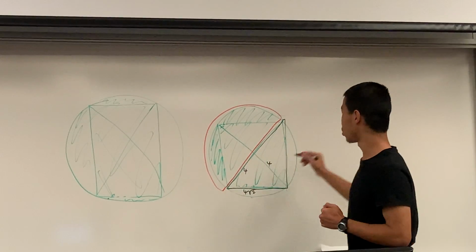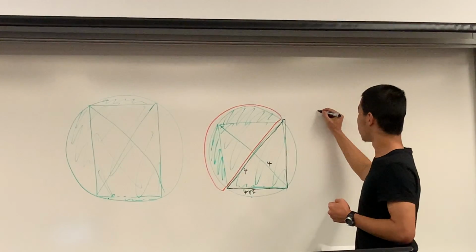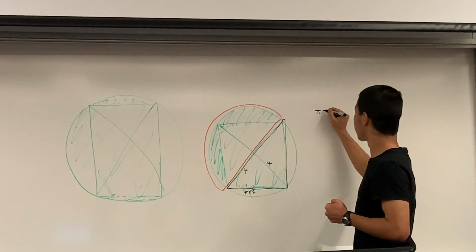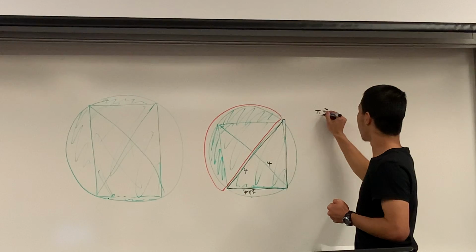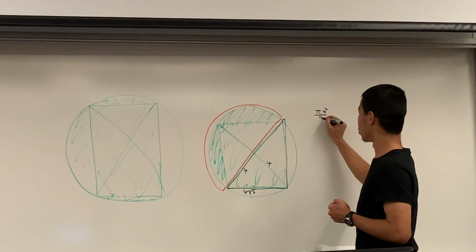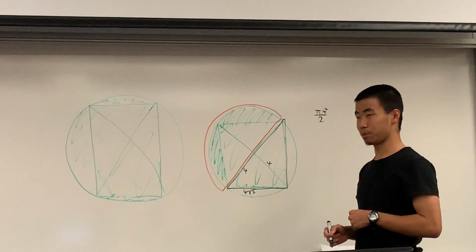Okay, so the area of the circle is pi r squared. And pi r squared over 2. That's the area of a semicircle.